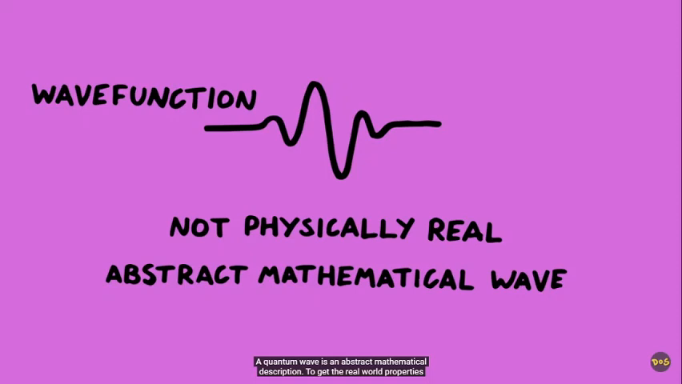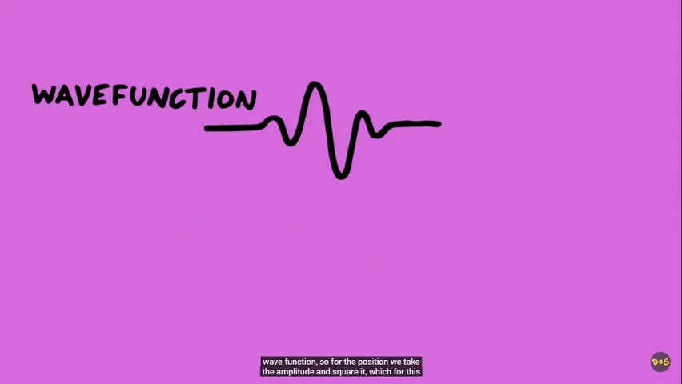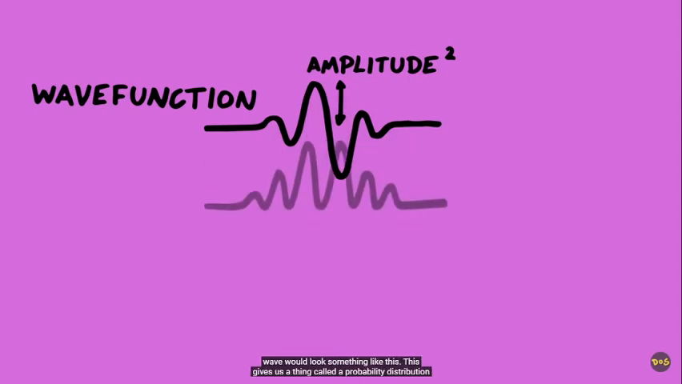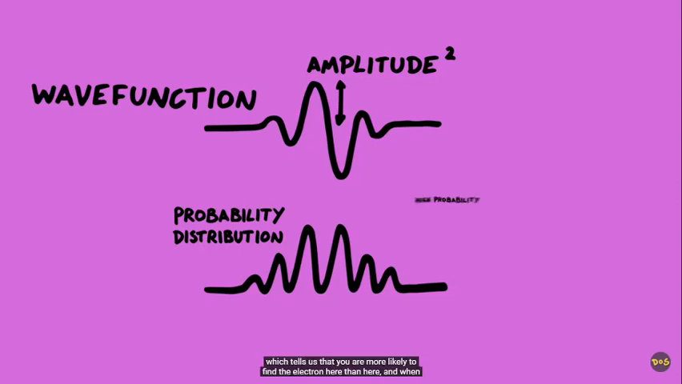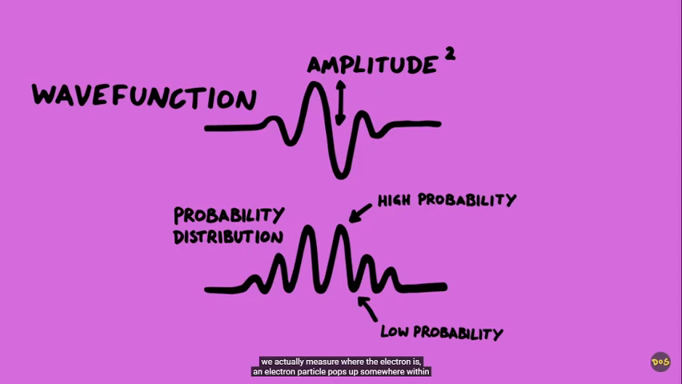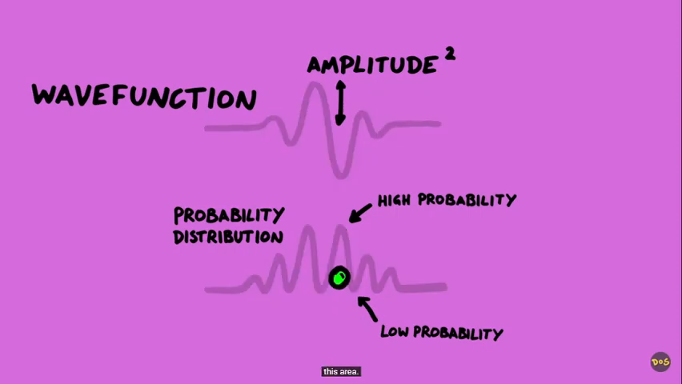To get the real-world properties like position or momentum of an electron, we have to do mathematical operations on this wave function. So for the position, we take the amplitude and square it, which for this wave would look something like this. This gives us a thing called a probability distribution, which tells us that you're more likely to find the electron here than here. And when we actually measure where the electron is, an electron particle pops up somewhere within this area.